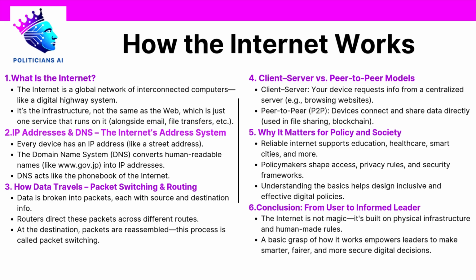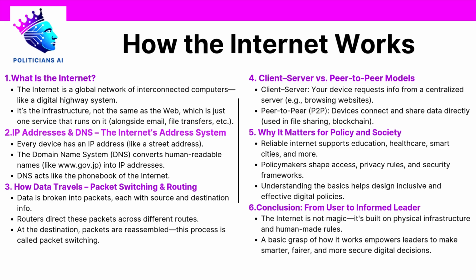Next, the Domain Name System, or DNS. Since humans aren't great at remembering long strings of numbers like IP addresses, we use domain names like google.com or tokyo.jp. The DNS works like a phone book. It translates those human-friendly names into machine-friendly IP addresses. So, when you type a website like www.nhk.or.jp into your browser, the DNS finds the matching IP address, and your browser connects to the correct server.